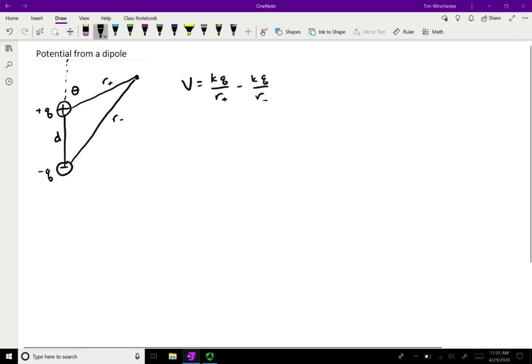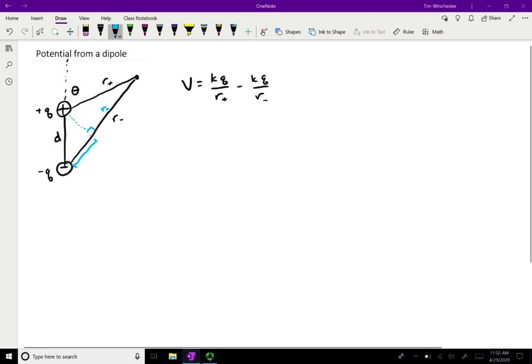One thing that I can do to simplify this is try to get this in terms of just one distance. I'm going to assume that the point we're interested in is far enough away that r plus and r minus are really close to each other. In particular, if I draw a line here, this part of the line is going to be r plus long, and then there's this extra bit here. I'm imagining that right triangle is basically an isosceles triangle because the point we're interested in is pretty far away.